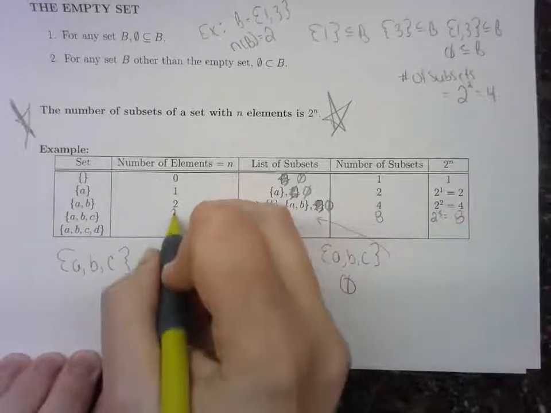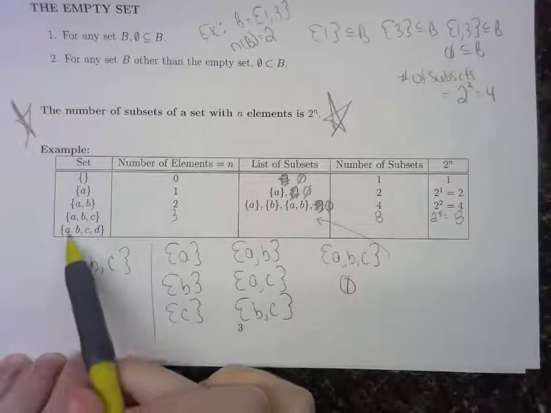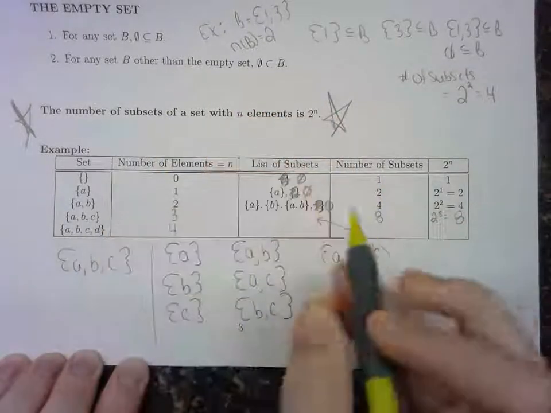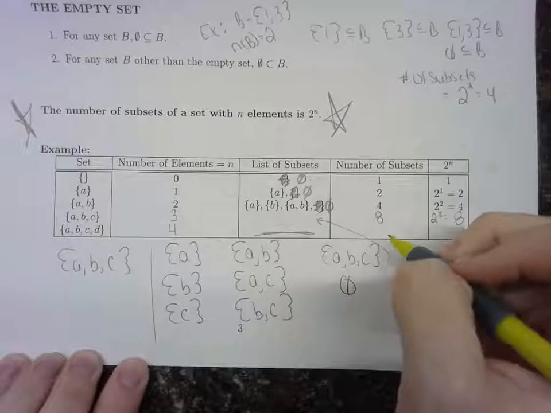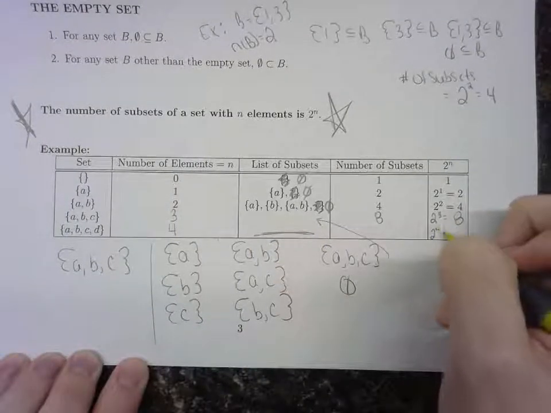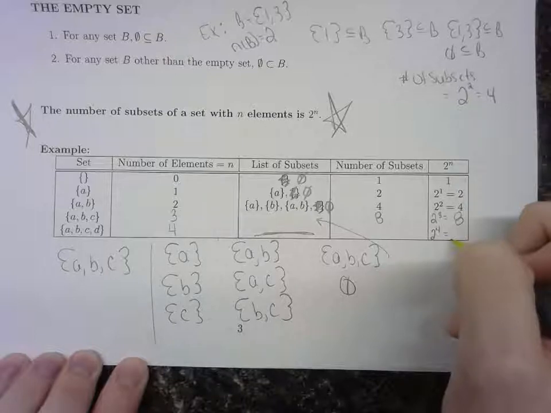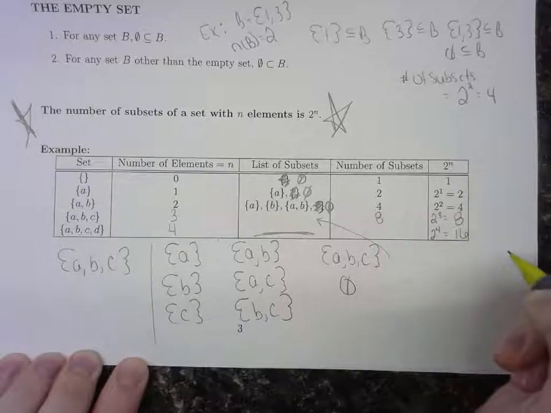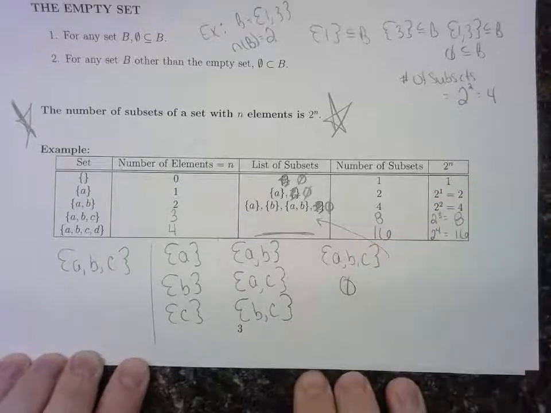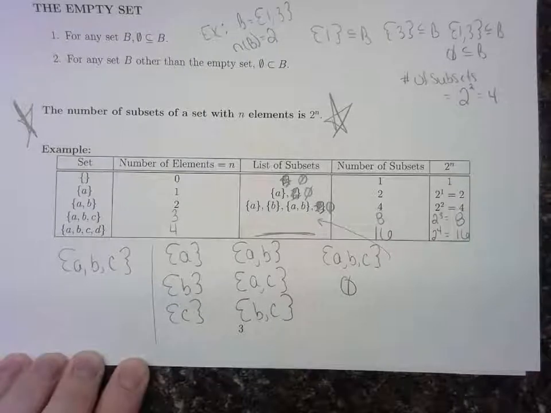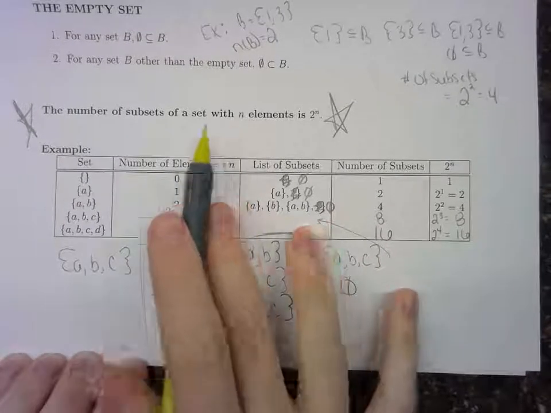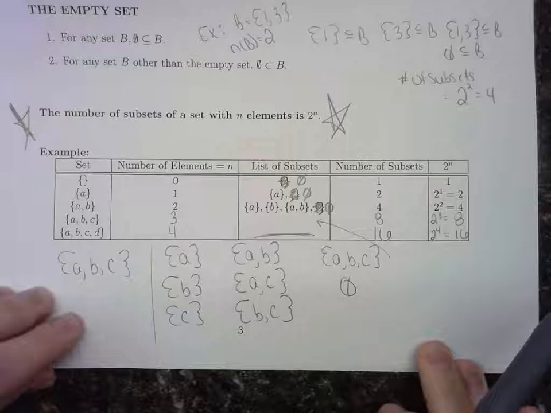Okay, we should have put 3 here. The next set, A, B, C, D, you have 4 elements. We're not going to write anything for this. There should be 2 to the 4th, which gives you 2 times 2 times 2 times 2, which is 16. So we should have 16 here. Okay, so make sure you have that memorized, this 2 to the n.